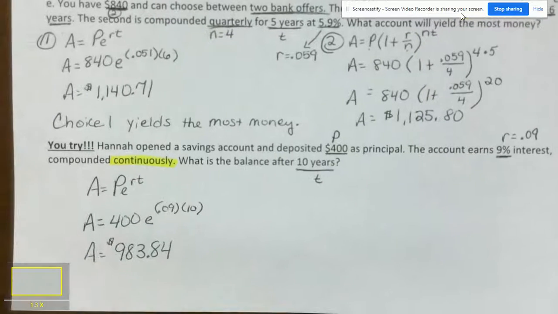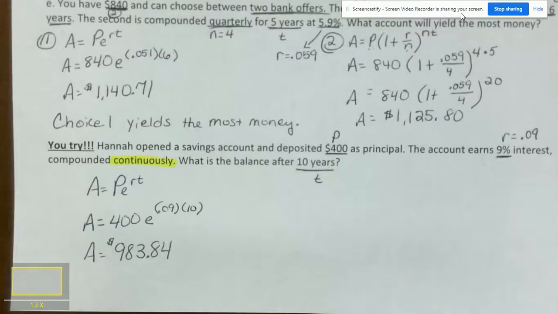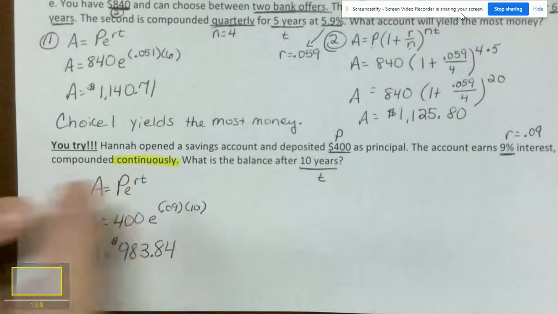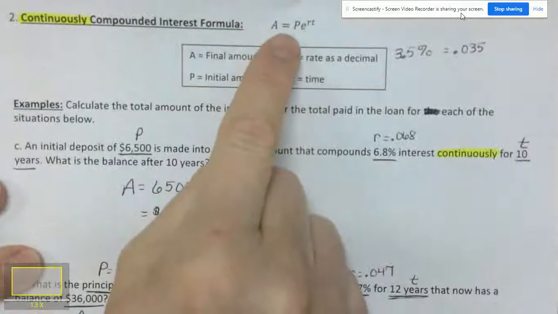All right, guys, as always, if you have questions, let me know. Just remember that on this one, the key word is continuously. That word compounded continuously is the indicator that you're using this formula.